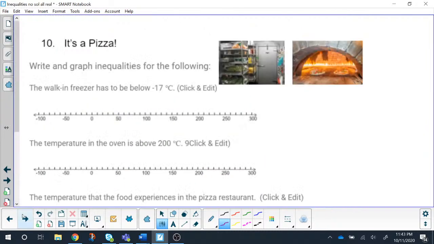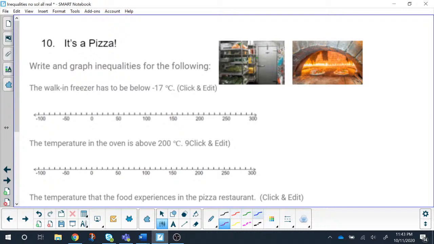Okay. Hopefully you're not too hungry. Lunch is coming up. It's pizza time. I used to work at a pizzeria. The freezer was quite cold, and the oven, you could burn yourself. Careful.